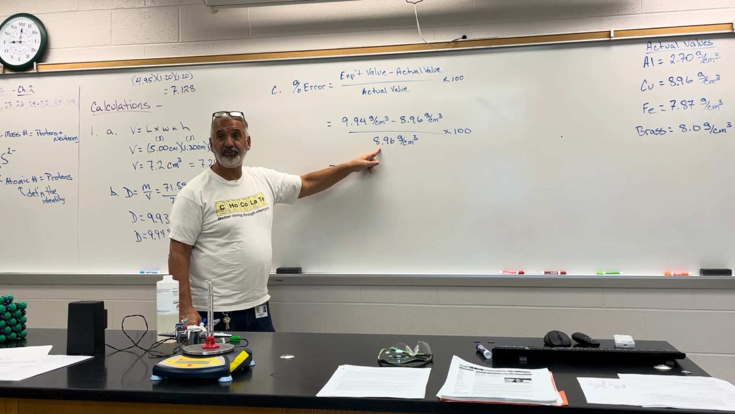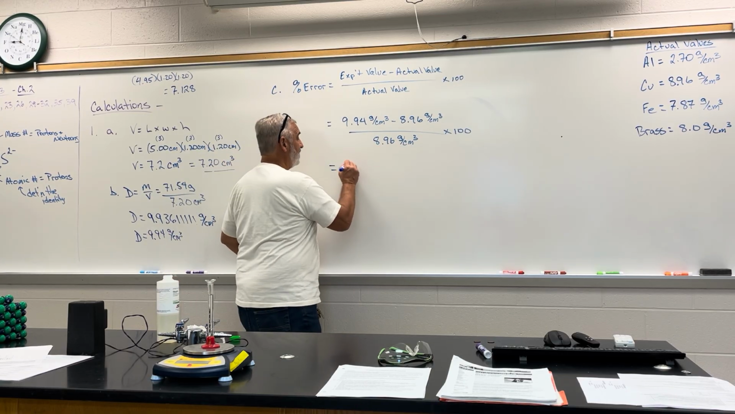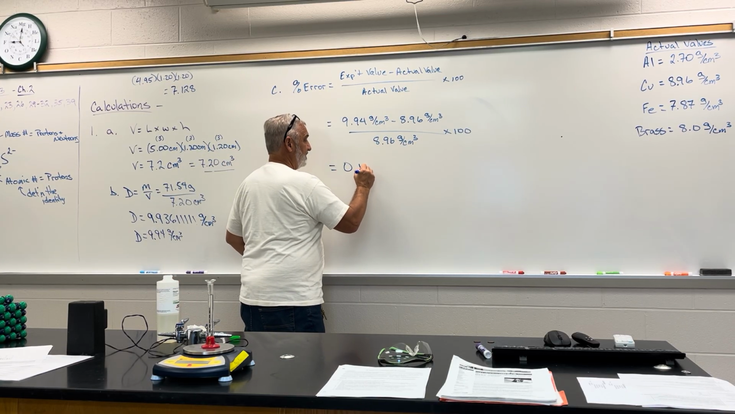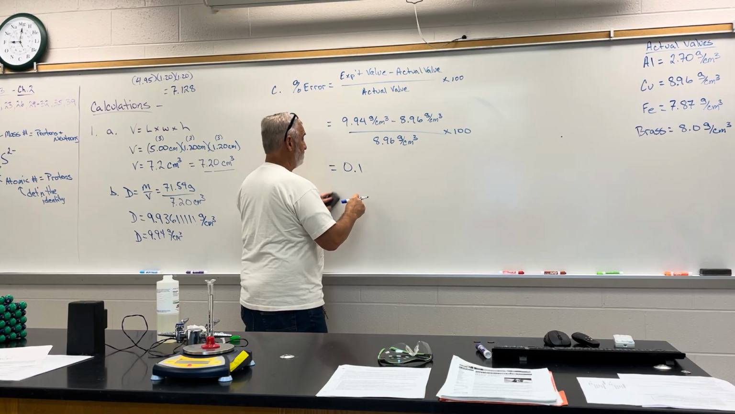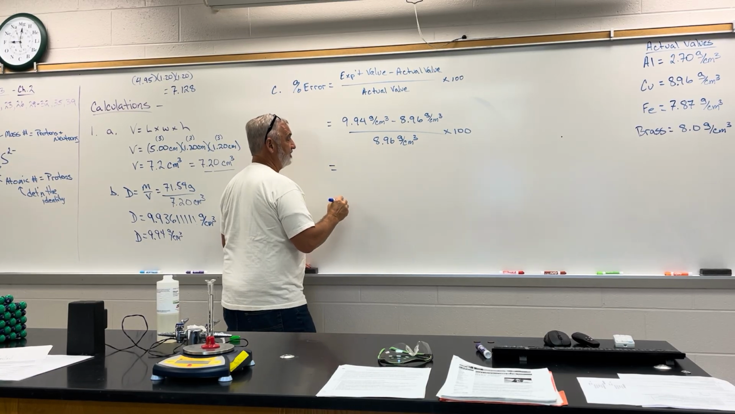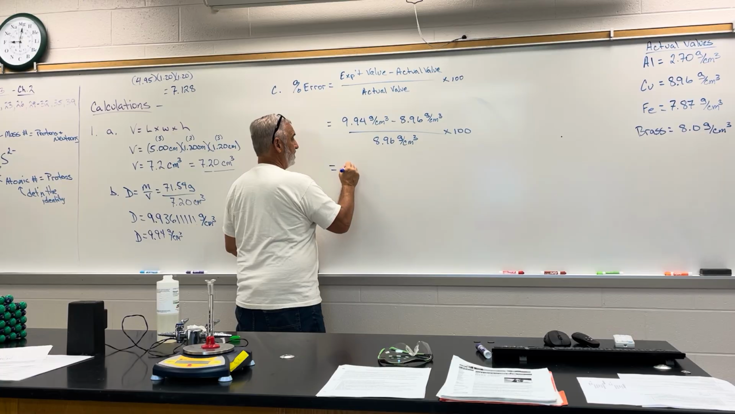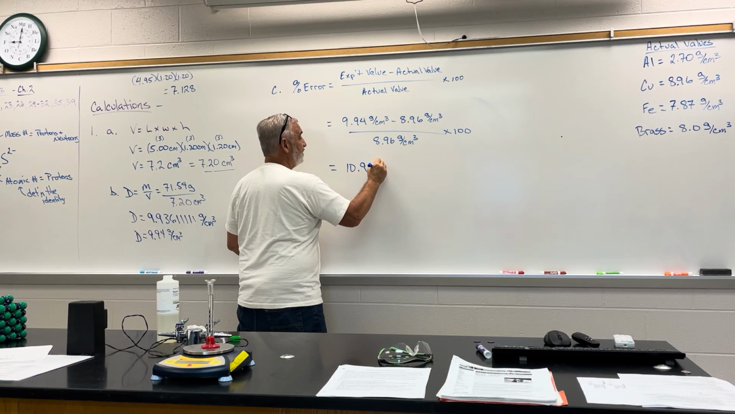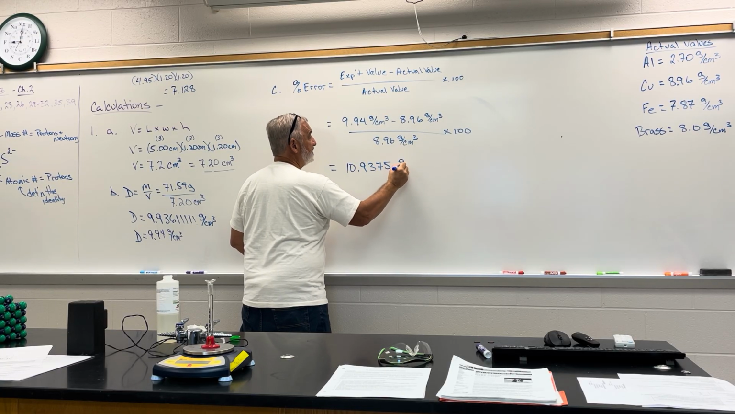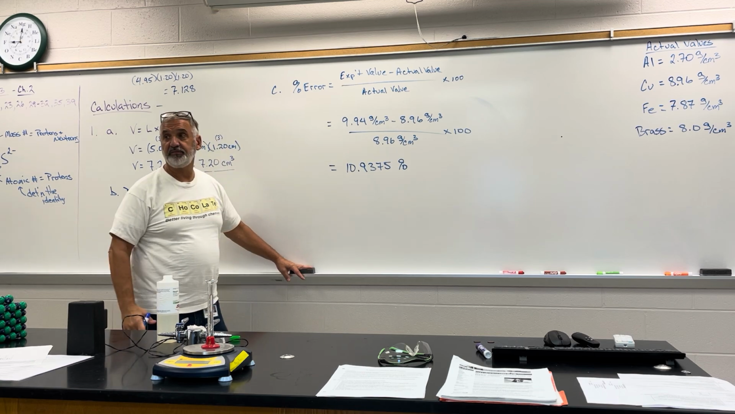0.98 divided by 8.96 gives 0.109, all of the digits. Now wait, did you multiply by 100? No. Okay, go ahead and multiply by 100. 10.9375% is what the calculator shows.